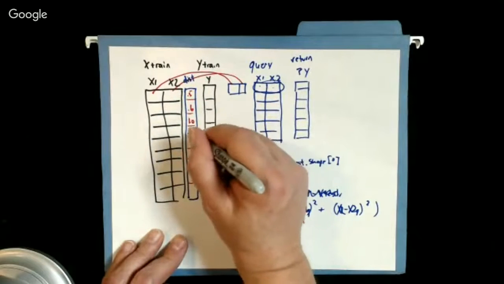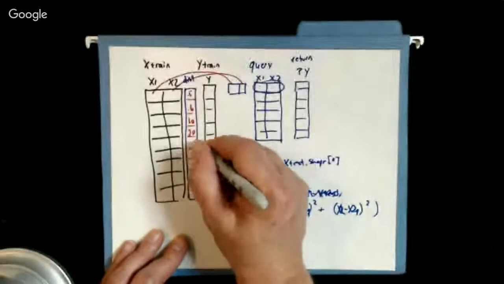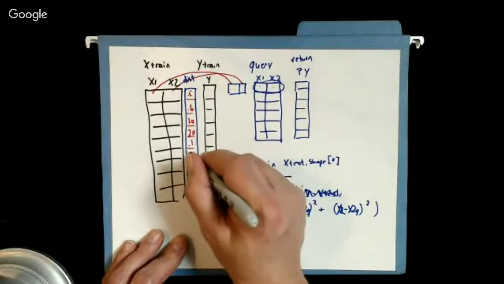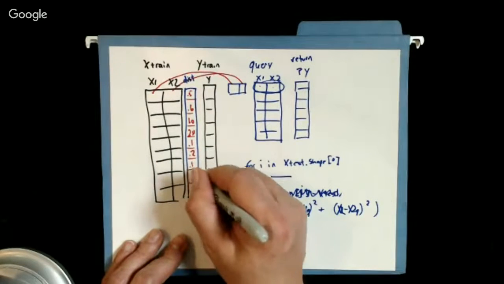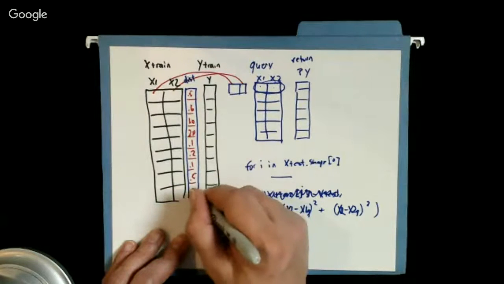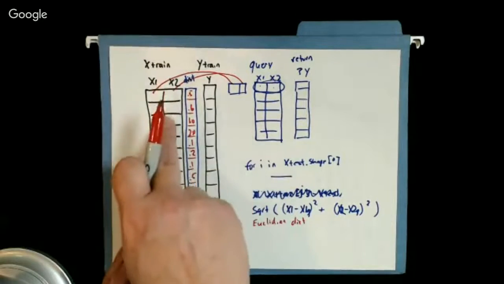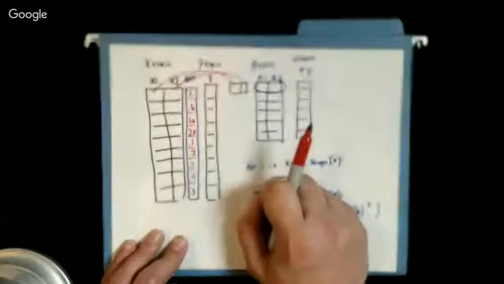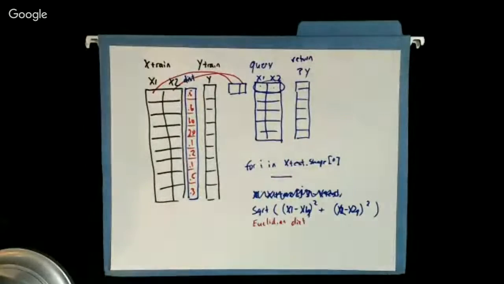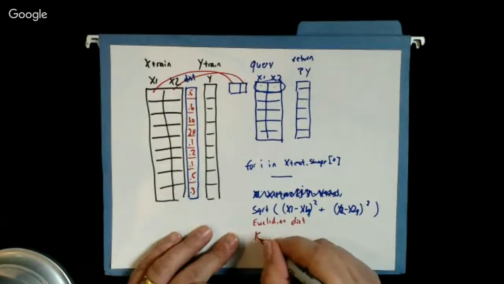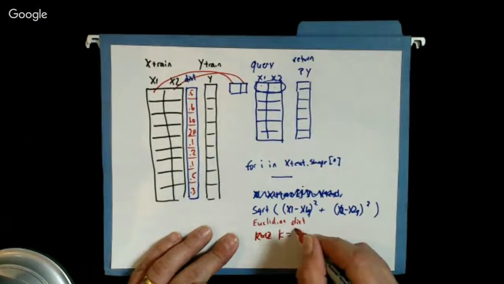This is 1.0. This one's 2.0, 0.1, 0.2, and so on. So this represents the distance from each one of these points to the point that we're querying. Now, recall the name of this algorithm is k nearest neighbor, where for most of our experiments here, k is equal to 3, right?